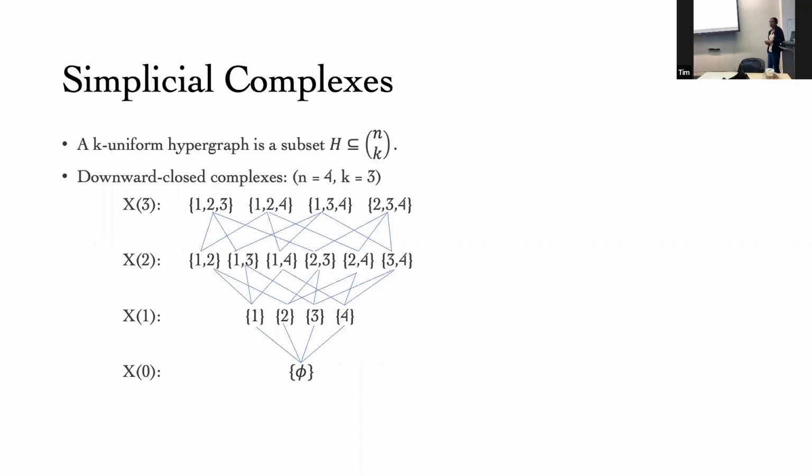Together with the edges, and the edges always go only between adjacent levels. So we are looking at this simplicial complex where we have all the levels 3, 2, 1, everything. And we are looking here at only edges between levels.